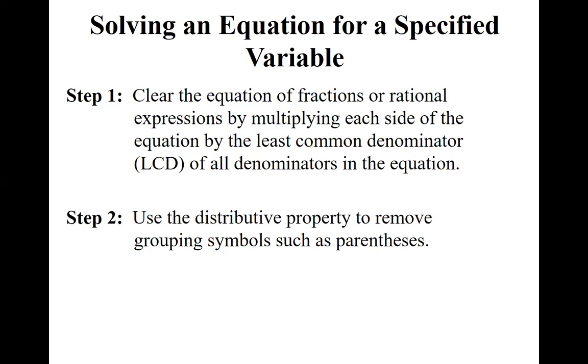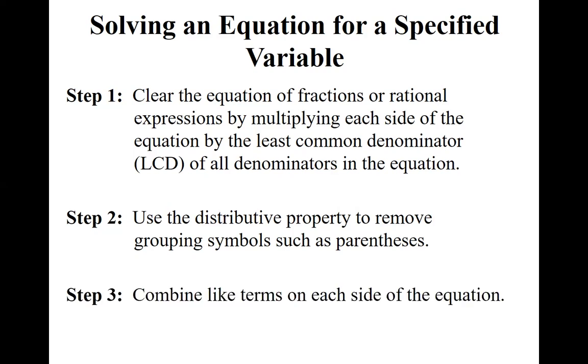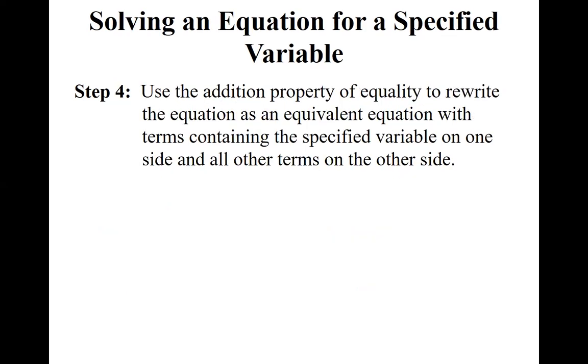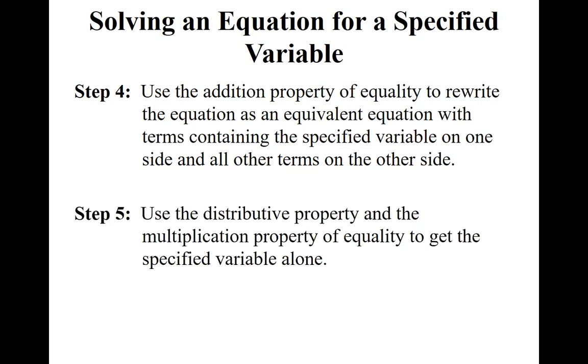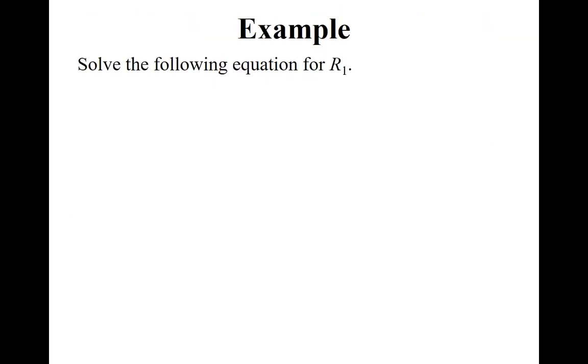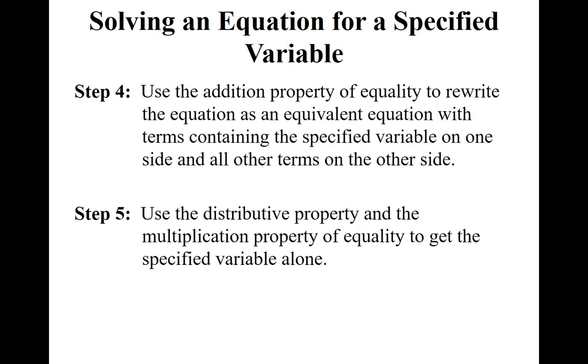Then use the distributive property to remove grouping symbols such as parentheses. Combine like terms on each side of the equation. Use the addition property of equality to rewrite all of the terms with the specified variable on one side and all the other terms on the other side. Then use the distributive property and the multiplication property of equality to get the specified variable alone. And that's it. That's solving for a specified variable. We know this process, though. It's nothing new.